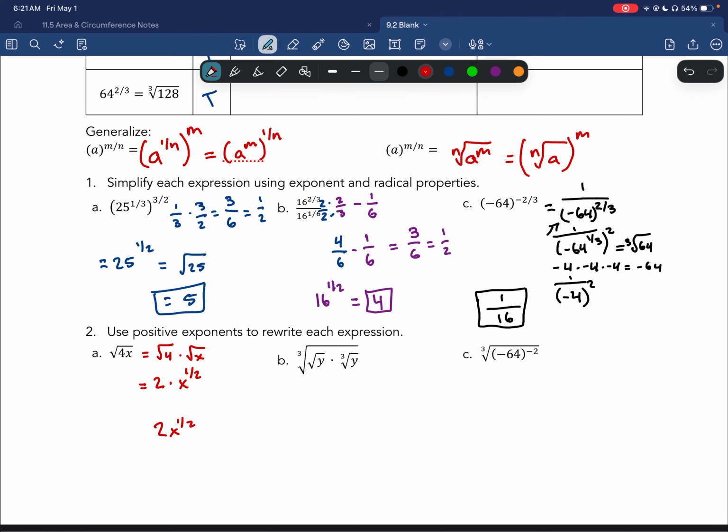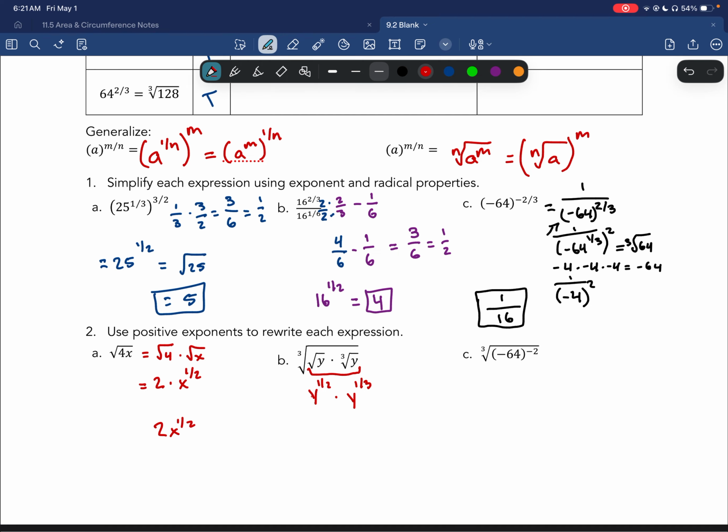Let's go on to the next one. We want to get just positive exponents here. So we want to get rid of all these roots and cube roots. So let's just focus on this inside first. Well, y, or the square root of y, is going to change into y to the 1/2. And the cubed root of y is going to change into y to the 1/3.